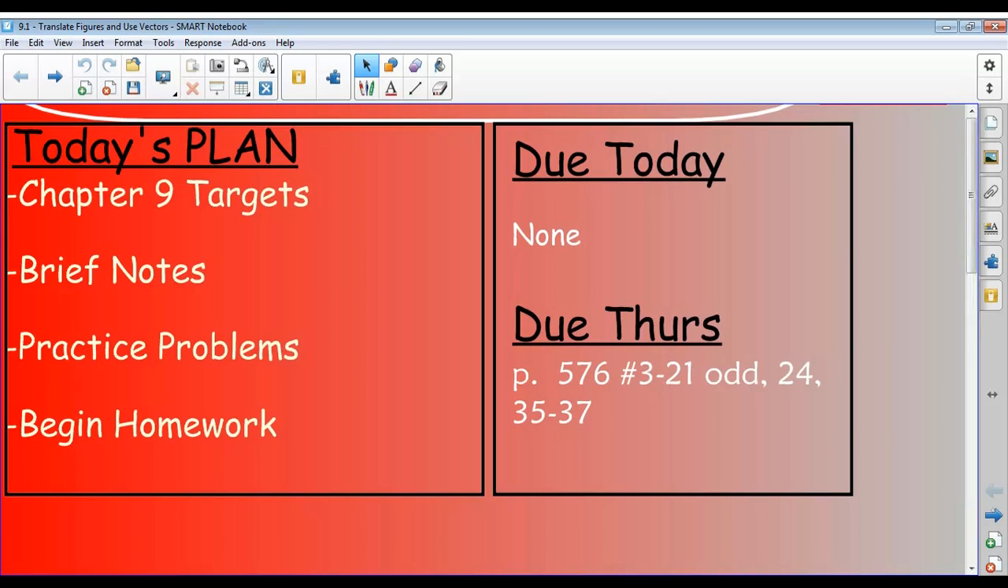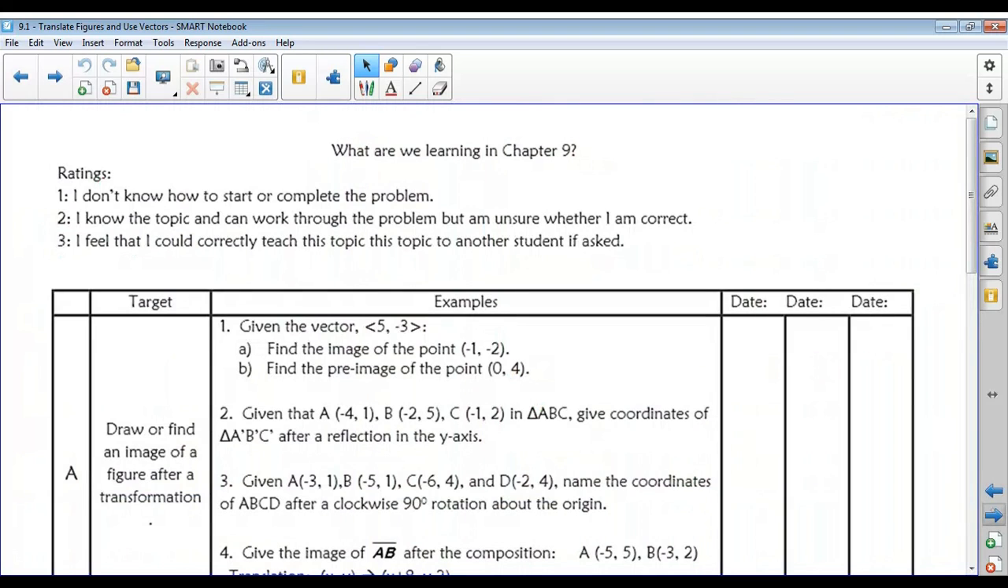So you have a handout that lists the targets for chapter 9. There are 4 of them, A, B, C, and D. What I want you to do right now is go down the list, read each of those targets and the sample problems for those targets, and then decide how you feel with those. So 1 being like you have no idea what it's saying and you have no idea how to start the problem. 2 being I have an idea what to do, but I'm not sure if it's the right thing, but I can make some progress on it. And then 3, you feel like you've mastered it. You feel like you know exactly what it's asking and you know how to do it.